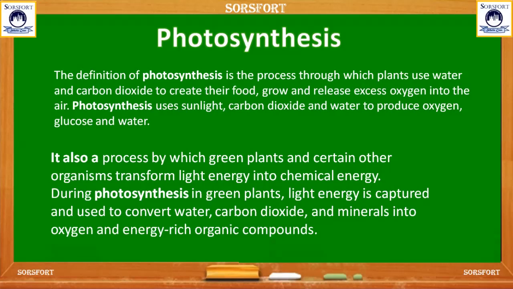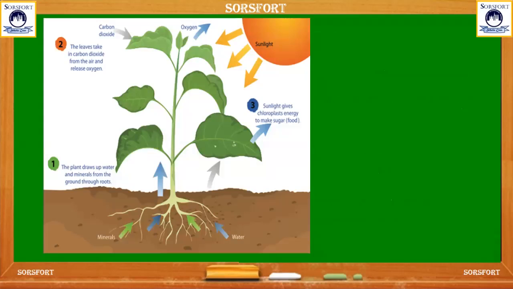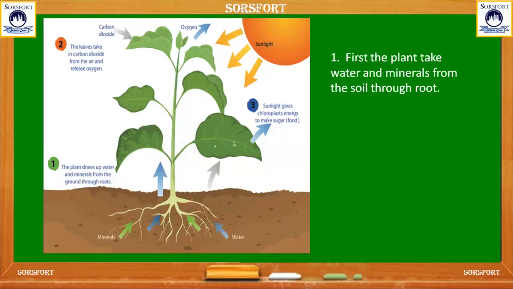So now let's see pictorially how the process is happening. You can see a plant, correct? Having some green leaves, roots and all. So how does photosynthesis take place? First, the plant takes water and minerals from the soil through the root. The root will be inside the soil. So from the soil, you can see the plant is taking minerals and water for making the food.